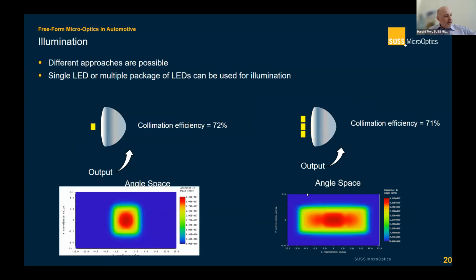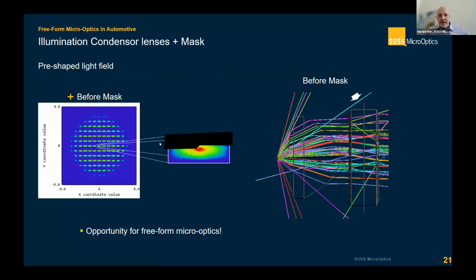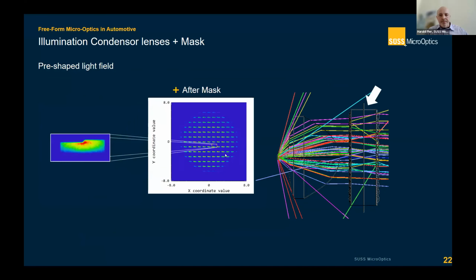A quick word on the efficiency. I think I have to come towards the end. So this is the efficiency after collimation. It's roughly 70% for a single or a triple LED arrangement behind the collimator lens. If we go further, and this is where freeform optics can also help, the light field that hits the mask is pre-shaped so that the mask is only cutting a very little light off, and you maintain most of the light distribution through the mask, through the projection system on the road.